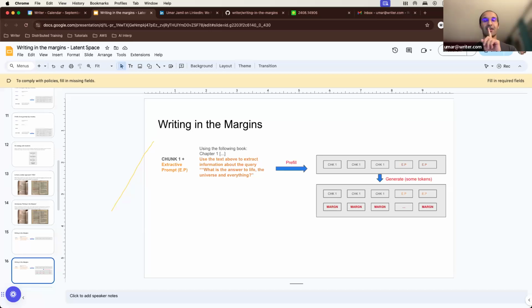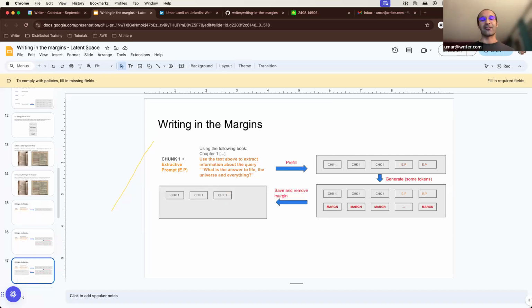And then this is another trick. You can delete stuff from the KV cache, only from the end.